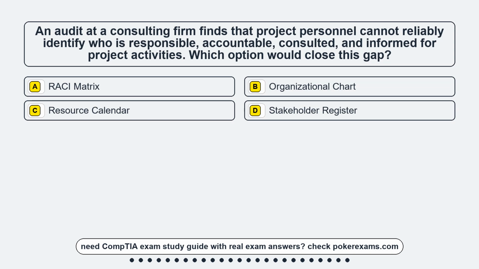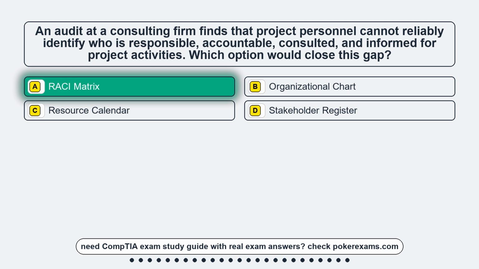Question 19. An audit at a consulting firm finds that project personnel cannot reliably identify who is responsible, accountable, consulted, and informed for project activities. Which option would close this gap? Option A, RACI matrix. Option B, organizational chart. Option C, resource calendar. Option D, stakeholder register. The correct answer is option A, RACI matrix.